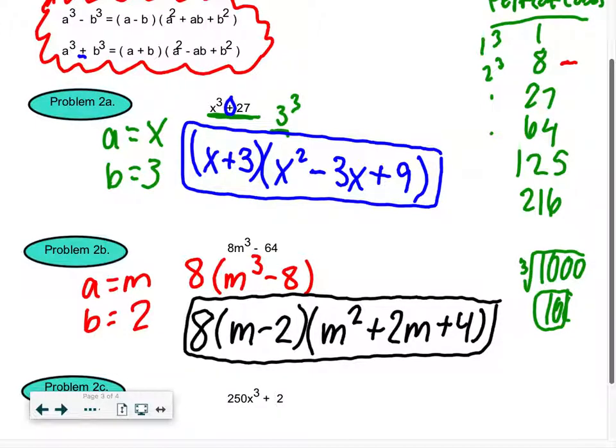It's okay if you start off by reducing the size of the numbers.